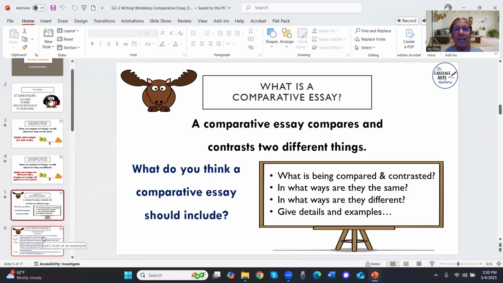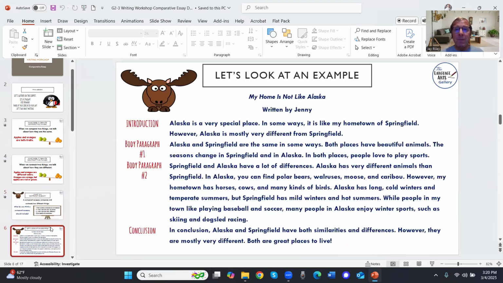So let's go ahead and take a look right now at what a good mentor text looks like. Here our title says, "My home is not like Alaska," so I get a good indication, a good clue right there that this student is going to be focusing on differences.